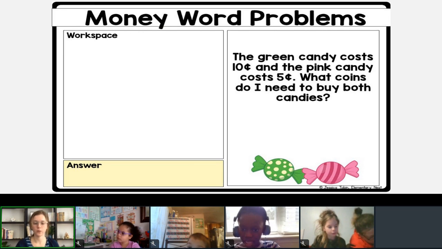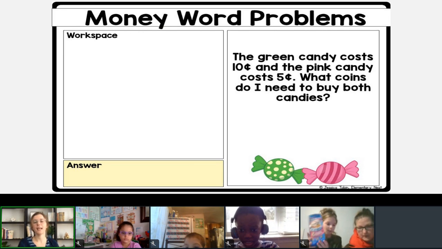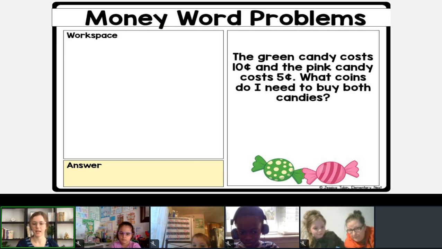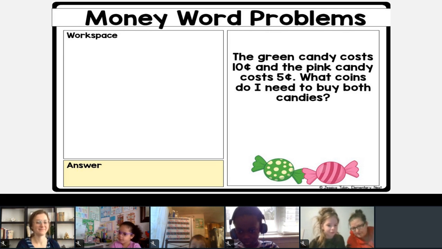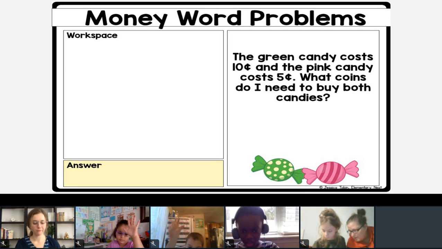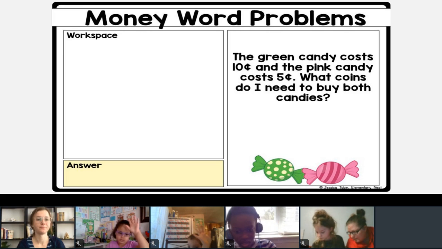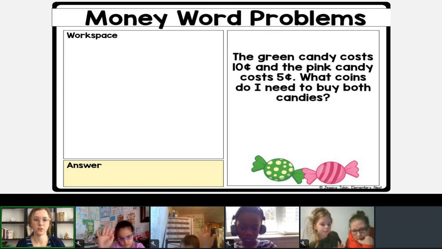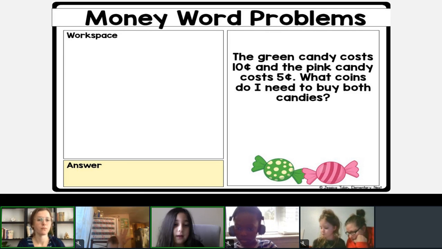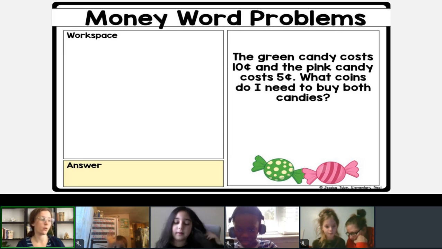All right, one more word problem. This one says the green candy costs 10 cents and the pink candy costs 5 cents. What coins do I need to buy both candies? And raise your hand when you have an answer. I see some quick hands for this one. Sophia, what coins would you use? 15. It's 15 total, right? So what coins do I need to make 15 cents?